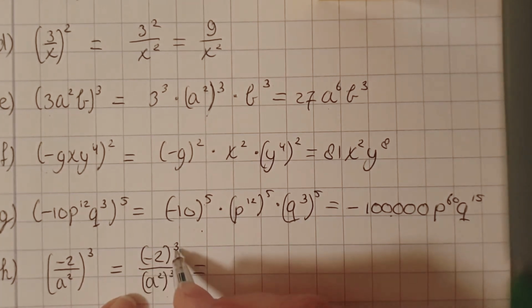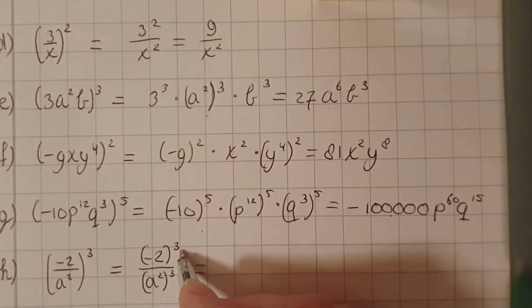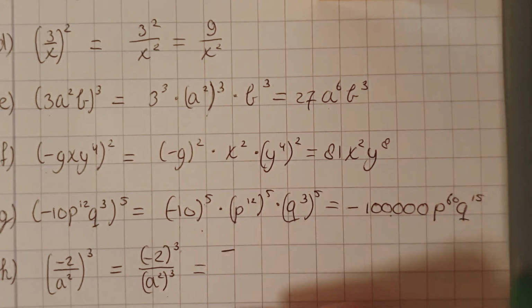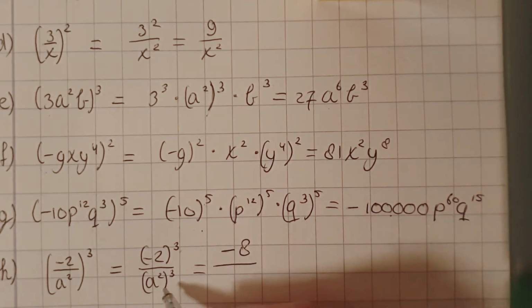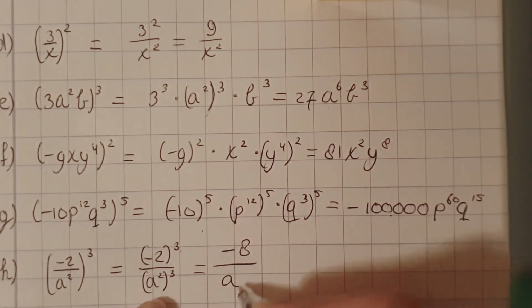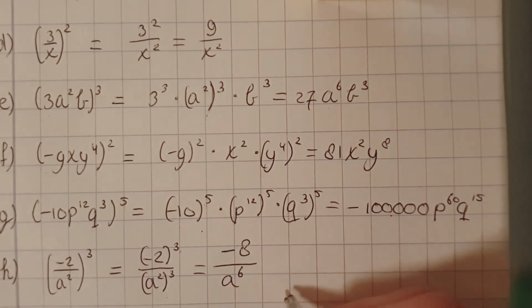Minus 2 by the power of 3 means minus 2 times minus 2 times minus 2. Again, this exponent is odd. So the answer will be negative. 2 times 2 is 4 times 2 again is 8, minus 8. A by the power of 6. And this is it. Okay, so hopefully this was helpful. Now I'm going to discuss exercise 51.